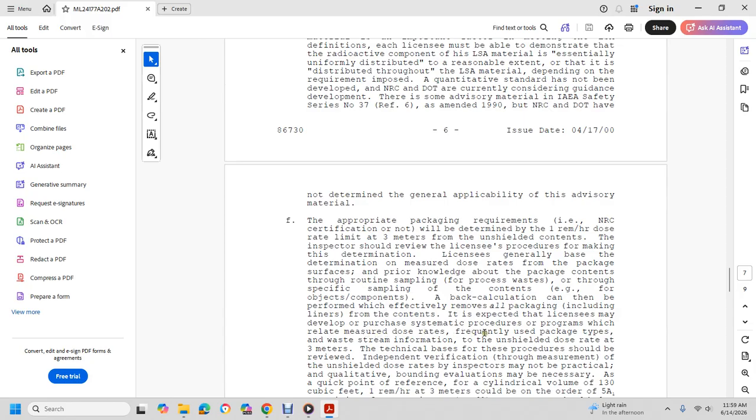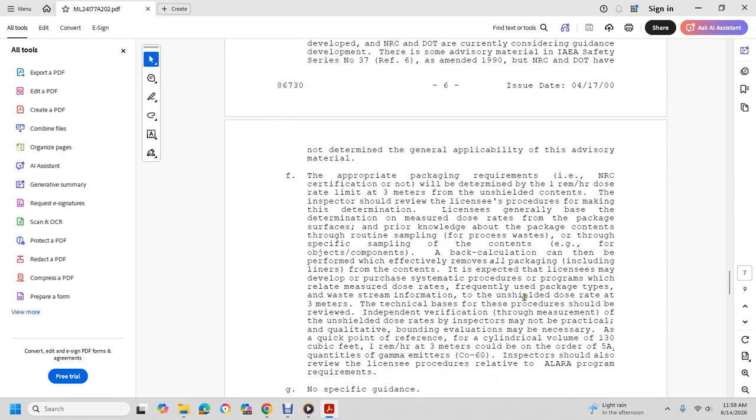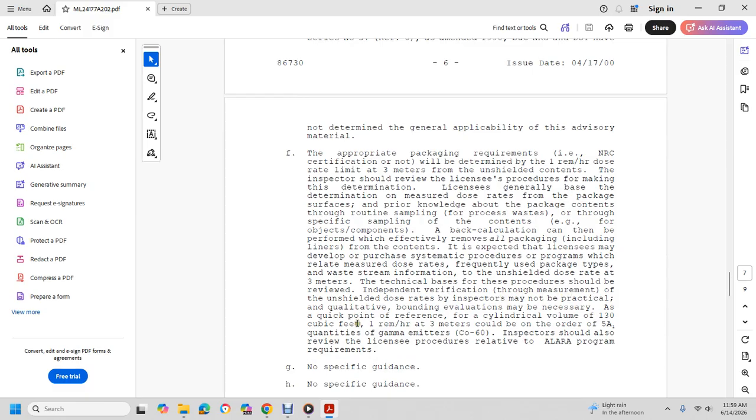The relative of the measure with the dose rate, frequently with the package type and the waste stream, and information with the unshielded dose rate with the meters, with the technical basis with the pursuit with the review, with the independent verification of the measure of the unshielded dose rate with the inspector, but not practical. Qualitative bounding evaluations may be necessary.